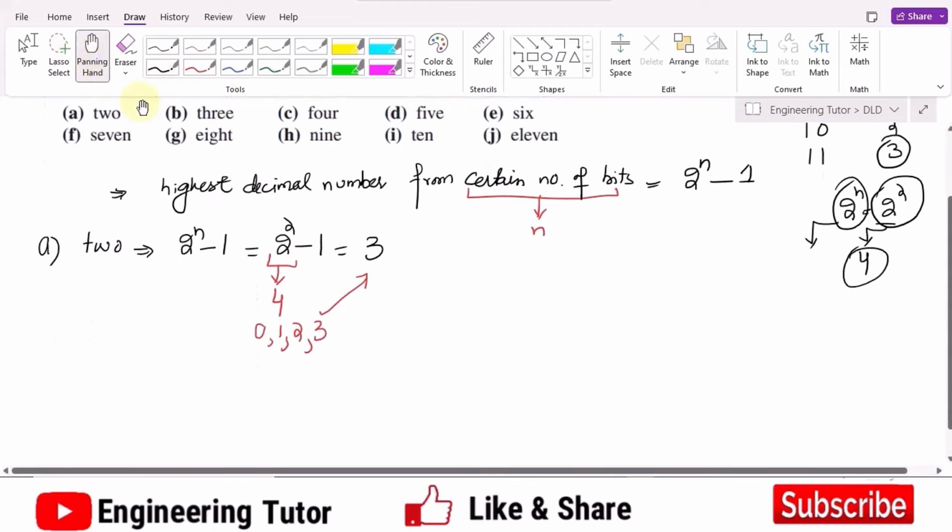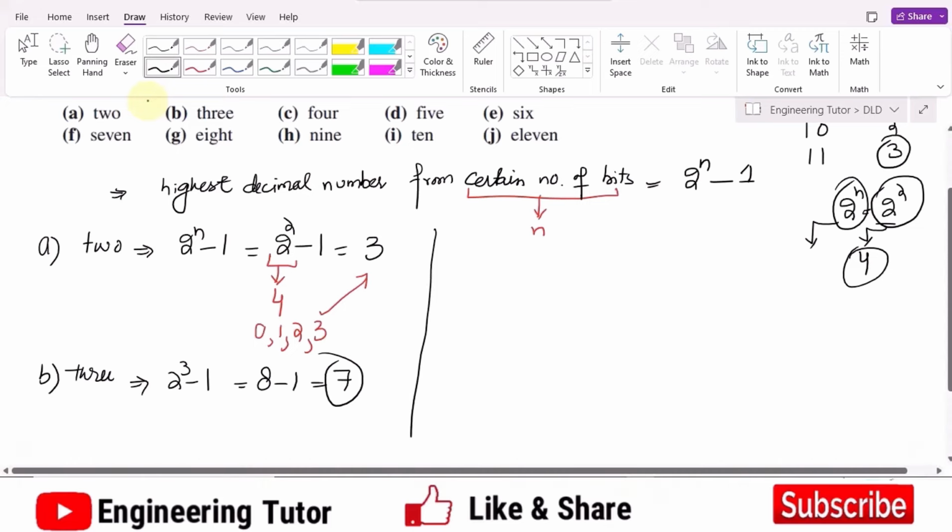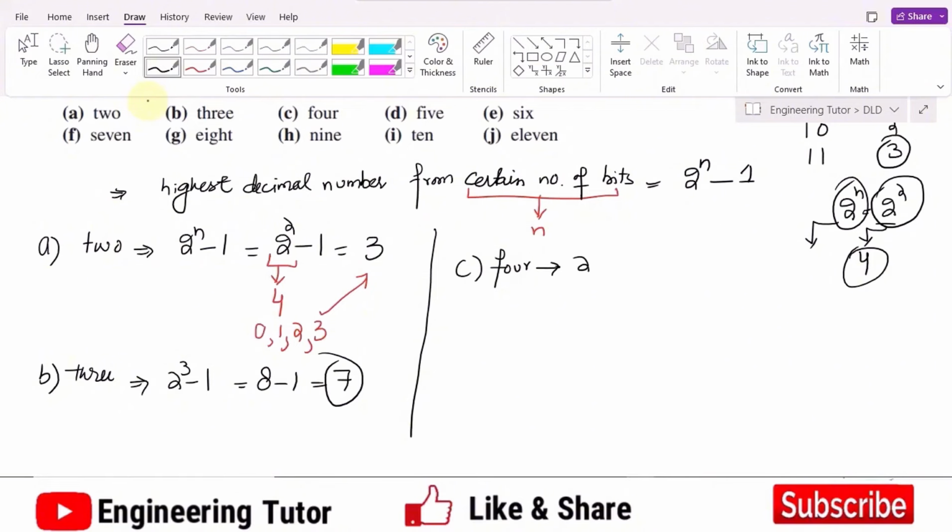Let me solve part B of my question. So here we have 3. Okay, so 3 will be 2 raised to the power 3 minus 1. So this would be 8 minus 1. 7 is the highest number which can be represented, while 0 to 7 will be 8 numbers which can be represented by 3 number of bits. Similarly, in C we have 4. Okay, so 2 raised to the power 4 minus 1, 2 raised to the power 4 is 16 minus 1, so that would be 15. 15 is the highest number which is represented by 4 bits.